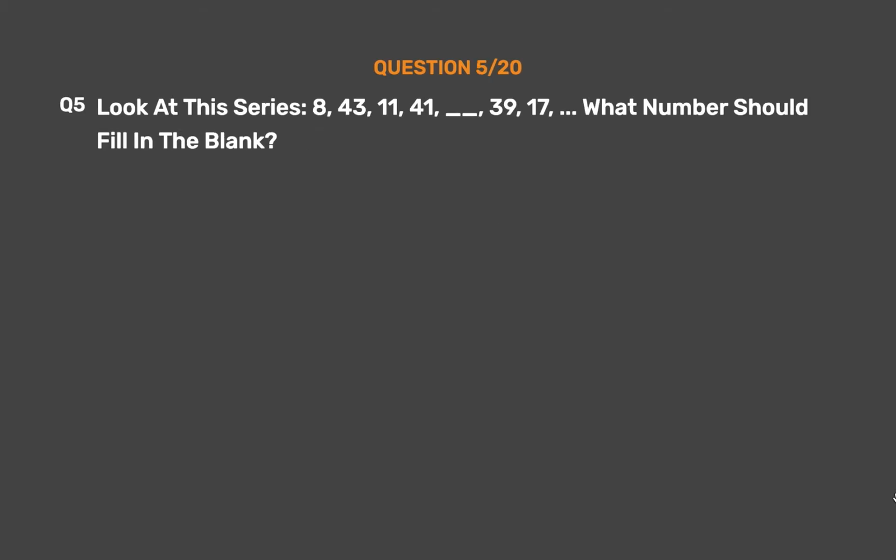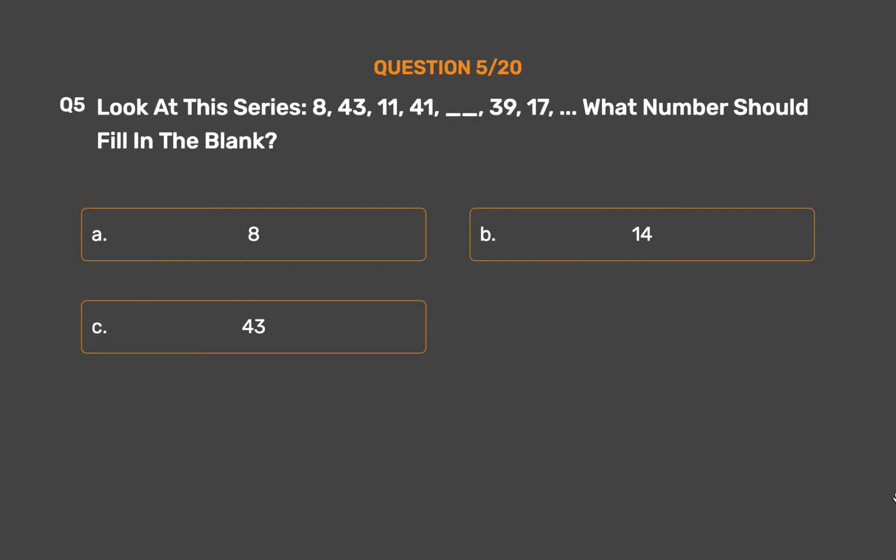Question number 5. Look at this series, 8, 43, 11, 41, underscore, 39, 17. What number should fill in the blank? Option A, 8. Option B, 14. Option C, 43. Option D, 44.